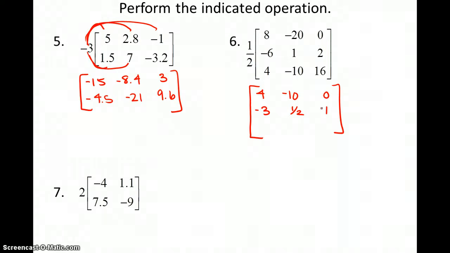Take a moment and complete the bottom row. Look up and check to make sure that your numbers match my numbers. If you got 2, negative 5, and 8, you did it perfectly. Try number 7 on your own. Pause now and unpause when you're finished. If you multiplied correctly, your result is negative 8 and 2.2 for your first row, and 15 and negative 18 for your bottom row. Let's continue to examples 8 and 9.